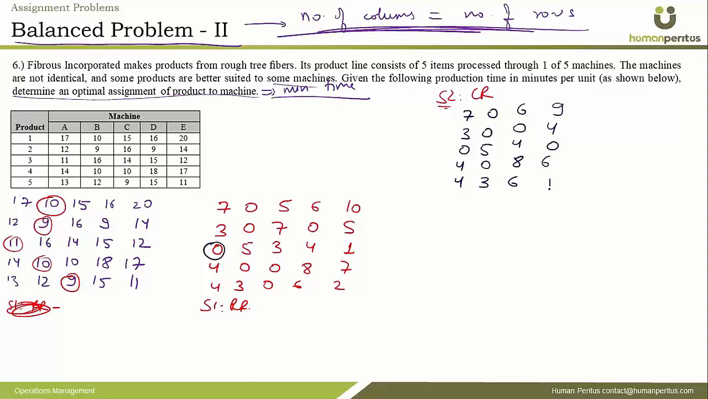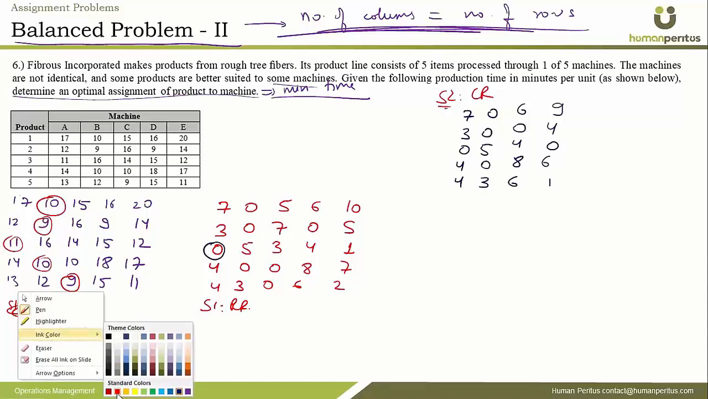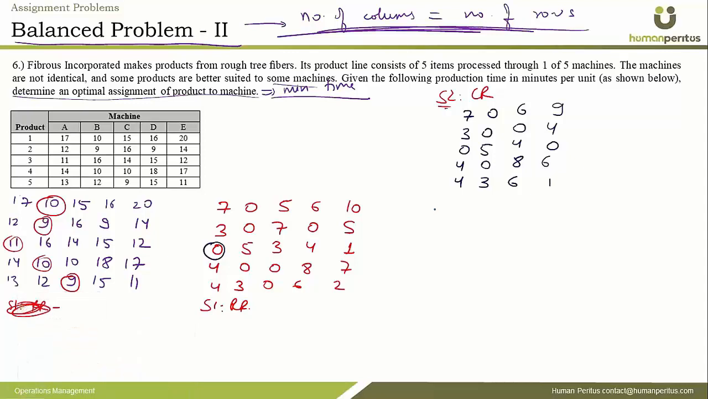Okay, so this is our opportunity matrix. Now we can go for step 3. Step 3 is we will try to draw lines crossing all zeros.